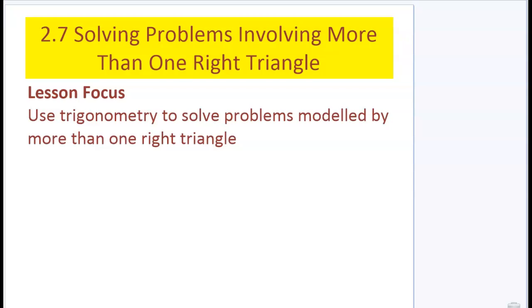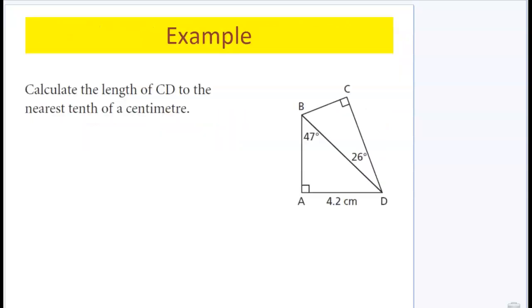In the final section of Chapter 2, Section 2.7, we're going to be solving problems involving more than one right triangle. So in this question, we are asked to calculate the length of side length CD to the nearest tenth of a centimeter. So we're looking for this side length right here. And if we notice in this problem, there are two right triangles.